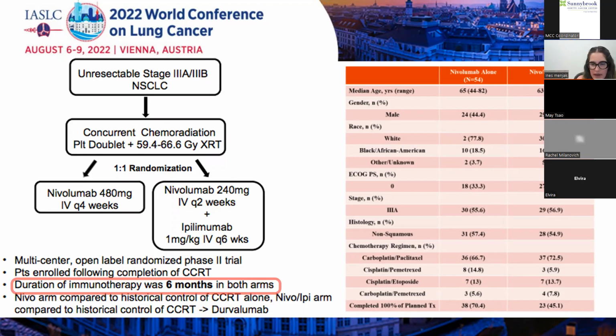In terms of patient characteristics, the median age was 65 years old. The majority of patients were male, which was imbalanced in the two groups: 44% in the nivolumab arm and 56.9% in the nivo and ipi arm. In terms of chemotherapy regimen, the majority of patients received carboplatin and paclitaxel.